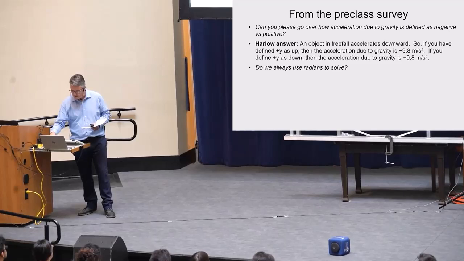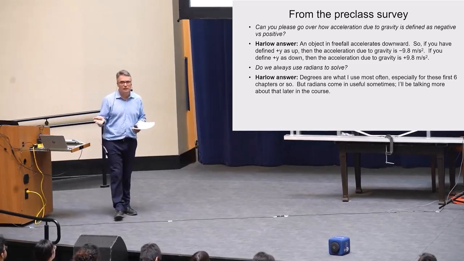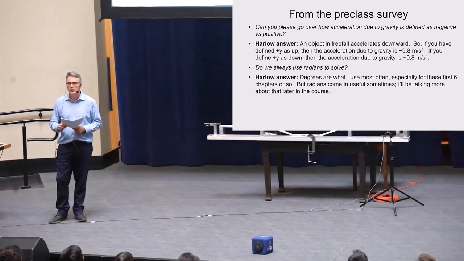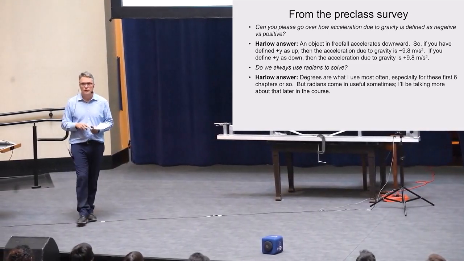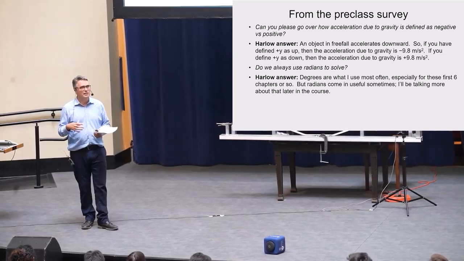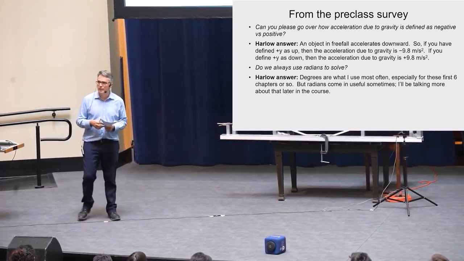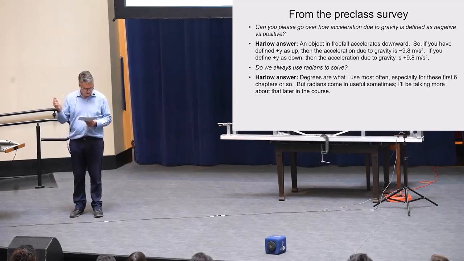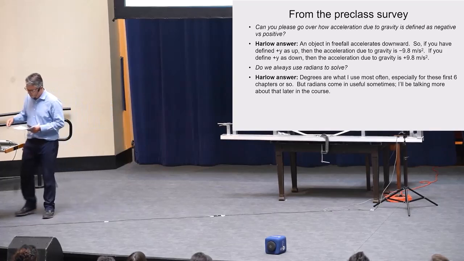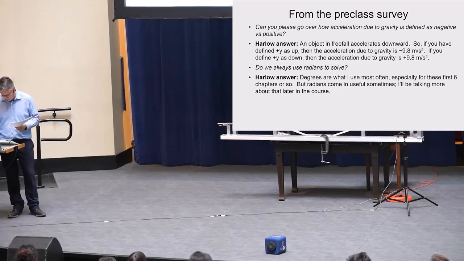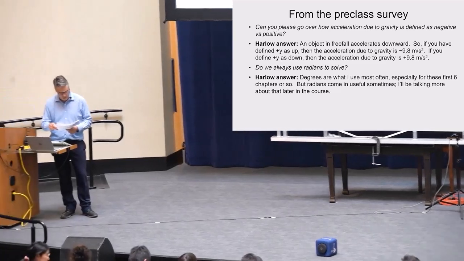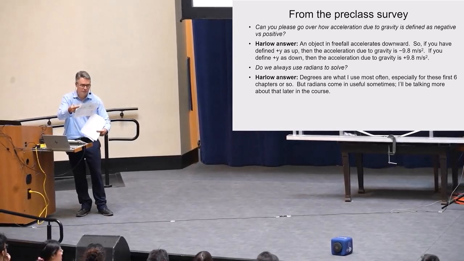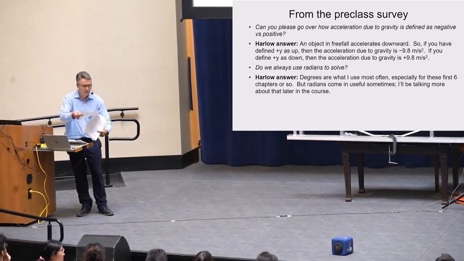You always use radians to solve? So radian is another way of measuring angle, and I'm not really using that right now. I'm usually using degrees for these problems, and I have my calculator set to degrees mode. Later on, once you get into simple harmonic motion or something, we might try using radians, but I just like to use degrees. I guess radians are technically a little better, but I just like using degrees. So. Okay, what else was there?